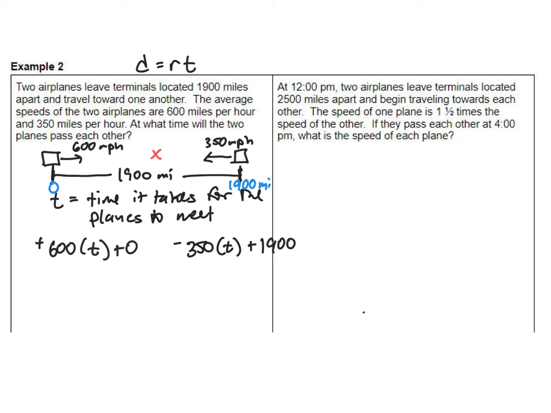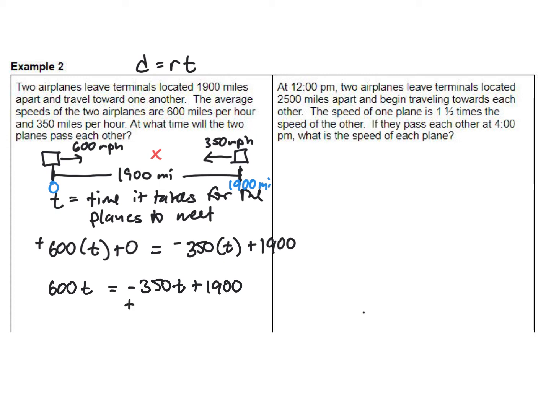Now I'm trying to figure out how much time it takes for those two things to meet. When they meet, they're in the same location. So I'm going to take these two expressions that I wrote and set them equal to each other. It's going to look like this: 600t plus 0, I don't need to include that, is going to equal negative 350t plus 1,900. My goal is to solve for t, and that should tell me the time it takes for the two planes to meet.